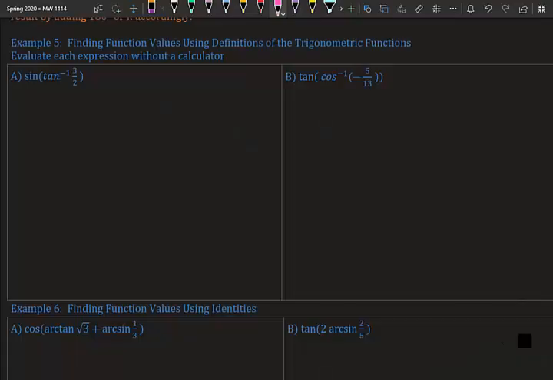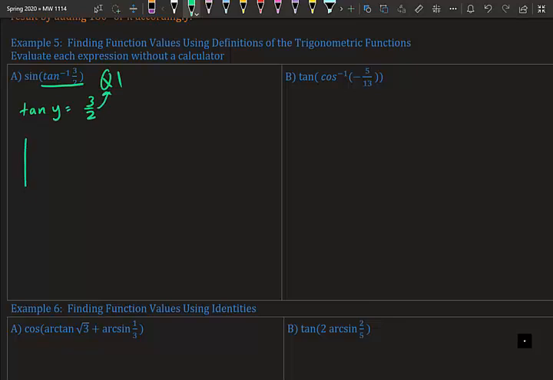Alright, finding function values using definitions of trigonometric functions. We're going to find the following without a calculator. So what part A is asking, it wants the sine of the inverse of tangent 3 over 2. So whatever the inverse of tangent 3 over 2 is, I want the sine of that function. Alright, I know since this is positive tangent, we're in quadrant 1. So I'm going to draw quadrant 1. And how do I know that? Because remember, we kind of move it over. We'll have tangent y equals 3 over 2. So that's how I know it's in quadrant 1.